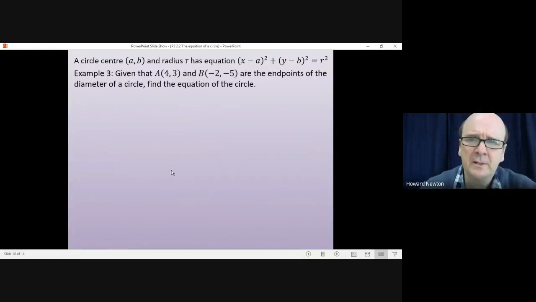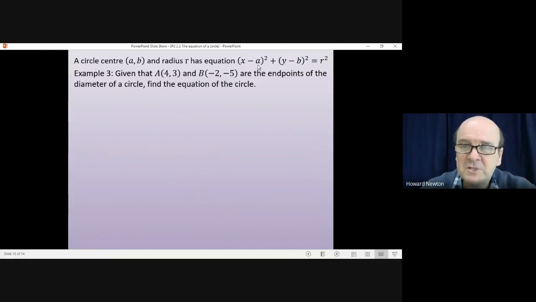Okay, sample 3, a little bit different, a little bit more work on this question. We've got a circle, and we've been given the endpoints of the diameter of the circle. So the diameter of the circle, or one of the diameters, will have endpoints (4, 3) and (-2, -5). But that's all we're told. From that information, we have to work out what the equation of the circle is.